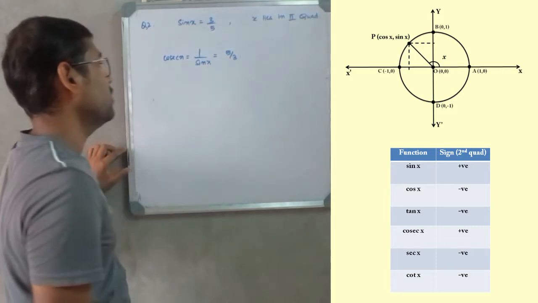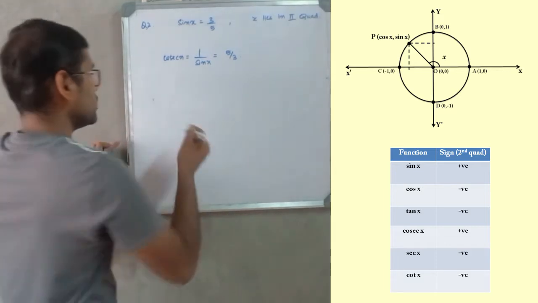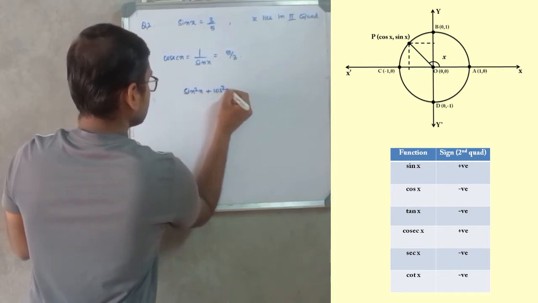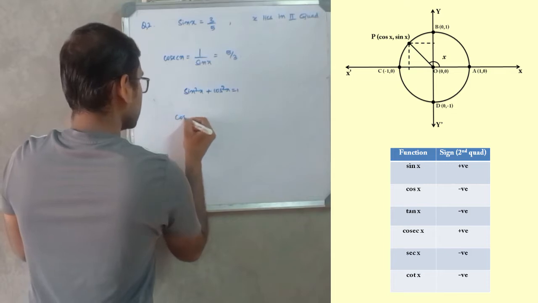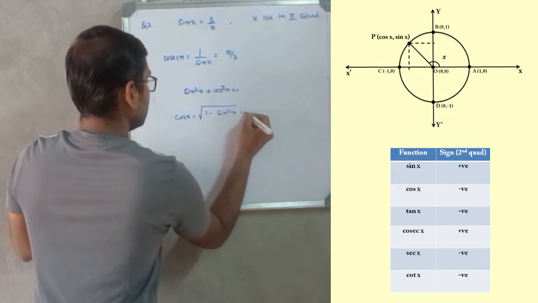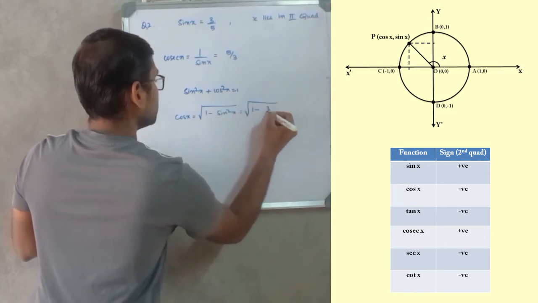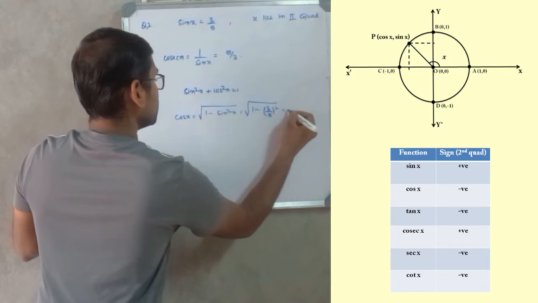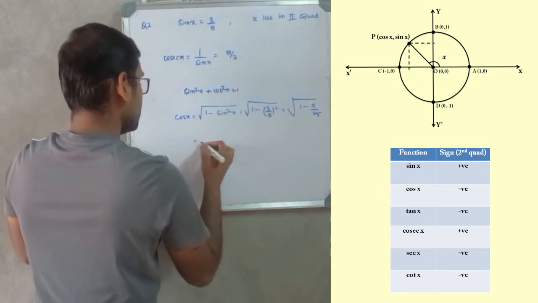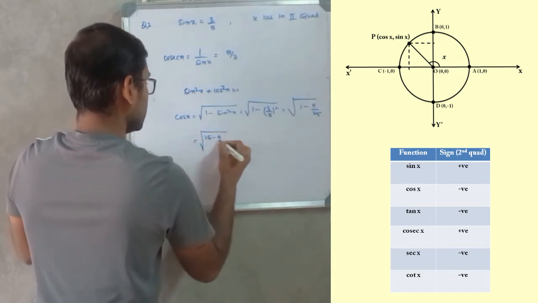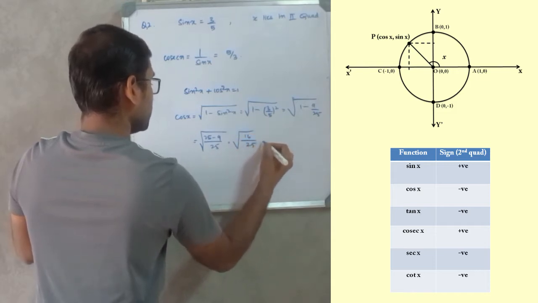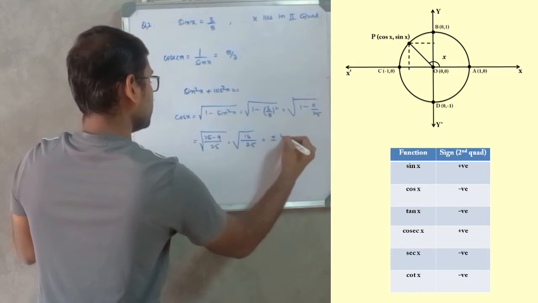Now again, for finding the value of cos x, I'll use this relation, that is sin square x plus cos square x is equal to 1, where cos x can be written as under root 1 minus sin square x. So here substituting the value of sin x, which is 3 by 5 whole square, I'll get 1 minus 9 divided by 25, which will be 25 minus 9 divided by 25. This is 16 divided by 25, which will be plus or minus 4 by 5.